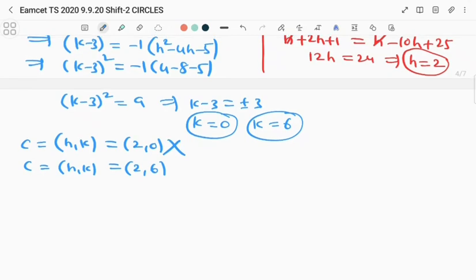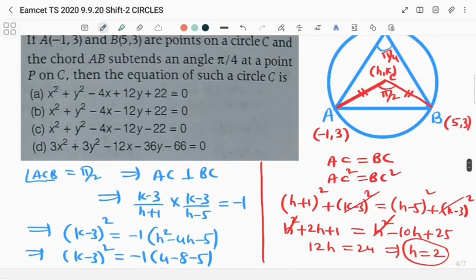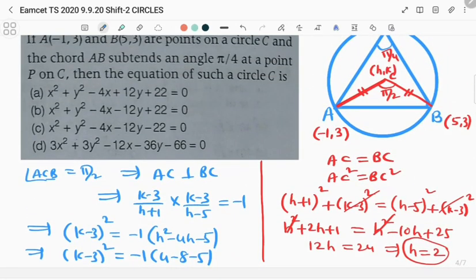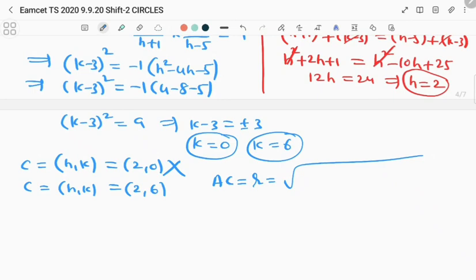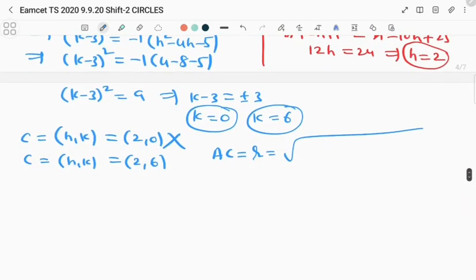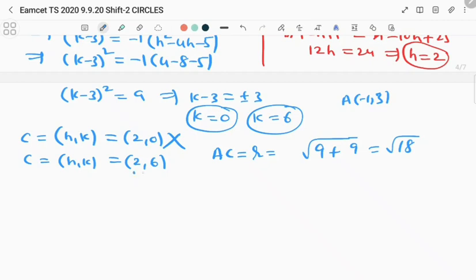For this, radius is required, center we got it. So from 2 comma 6 to any point, minus 1 comma 3, you take the radius. AC is equal to radius, which is root over of the distance. A is minus 1 comma 3 and C is 2 comma 6. 2 minus of minus 1, 2 plus 1 whole square is 3 square, 9. 6 minus 3, 3 square, 9. So root 18. The radius is root 18.